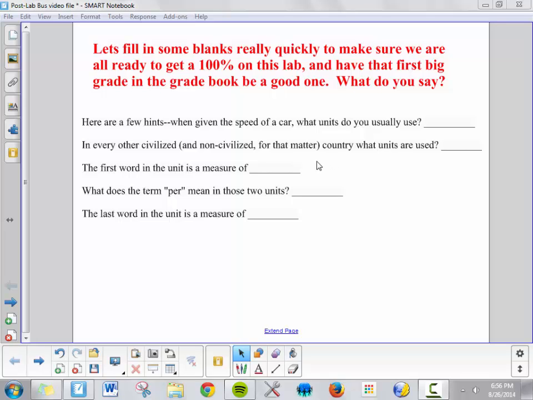What does the term per mean in both of those? Miles per hour, kilometers per hour. Well, that of course means division, or to divide. And the last part, in miles per hour or kilometers per hour, of course, the hour is a measure of time. So that should get you thinking about what you are actually measuring and what speed truly represents.